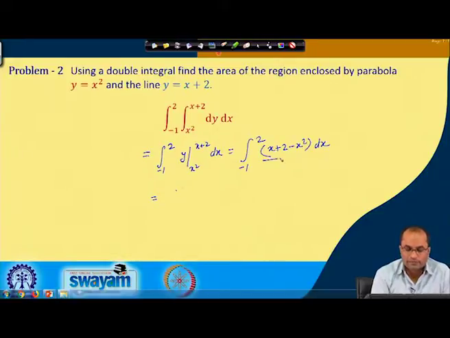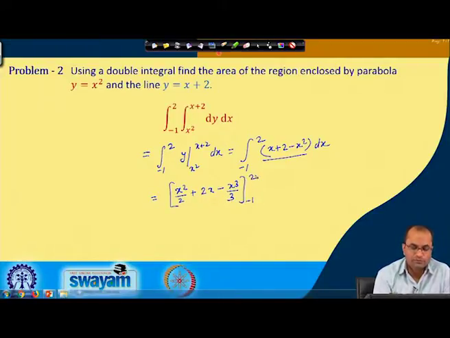So, now we can integrate. Here we have x square by 2 plus this 2x and minus this x cube by 3, and the limits will be minus 1 to 2. So, here we can now put the upper limit and the lower limit at each expression. So, we have x square by 2, that means 1 by 2, and this x square, so 4 and then minus 1. So, it is minus 3.